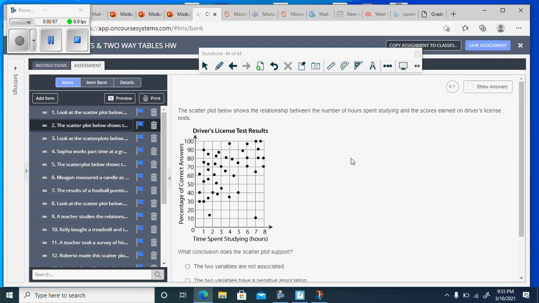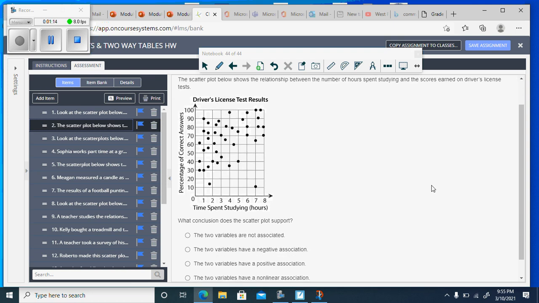This is 2. The scatter plot below shows a relationship between the number of hours spent studying, time studying in hours, and the scores earned on the driver's license test, a percent of correct answers on the test. Which conclusion does the scatter plot support? The two variables are not associated. Well, I would say that's the case because there doesn't seem to be any way to fit them. They're definitely not negative because they don't go down. There's not a positive trend. It's simply that they're not associated.